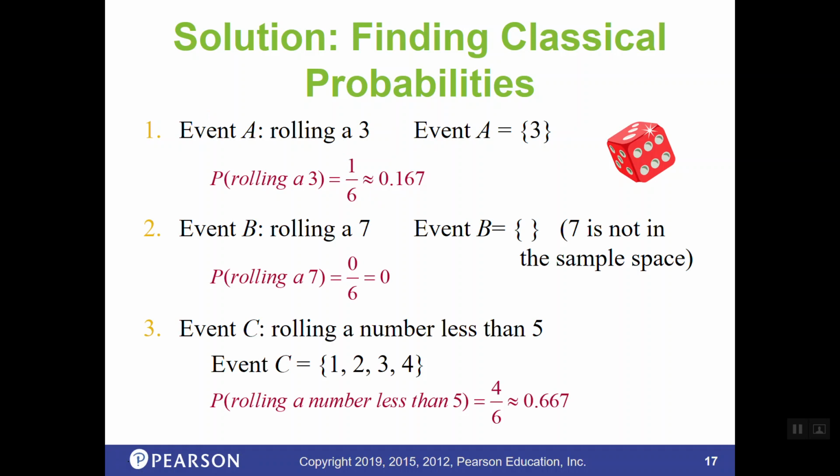Event C. Rolling a number less than 5. So event C can be a 1, a 2, a 3, or a 4. Again, 5 is not included because it doesn't say a number less than or equal to 5. So it's going to be 4 out of 6. If you were to simplify this fraction, divide them both by 2 because they're both even numbers. As a fraction, you will answer 2/3.